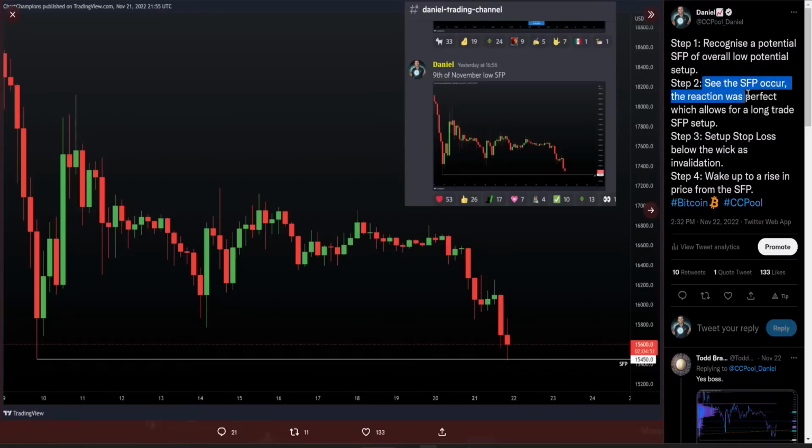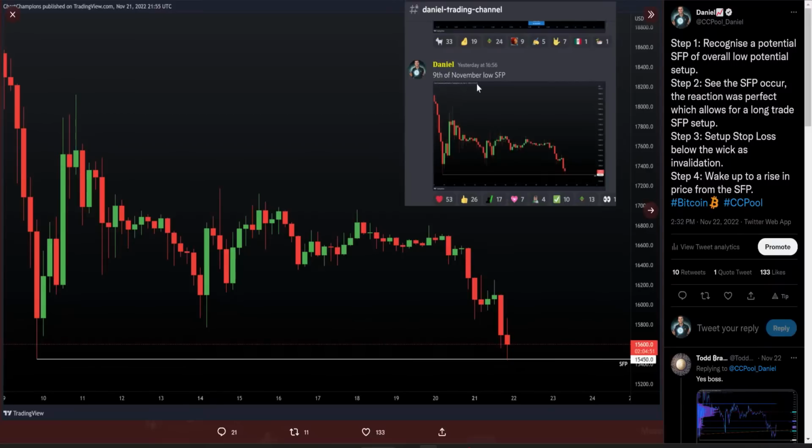So once you see the swing failure pattern occur, the reaction is absolutely perfect. This was the most perfect swing failure pattern that you could ask for. Okay, it literally was just a simple wick onto the level. So once you've got that long setup based off of the swing failure pattern, you can start to get into your long trade. The invalidation is simply the stop loss below this wick. Okay, then we are waiting for the rise in price.